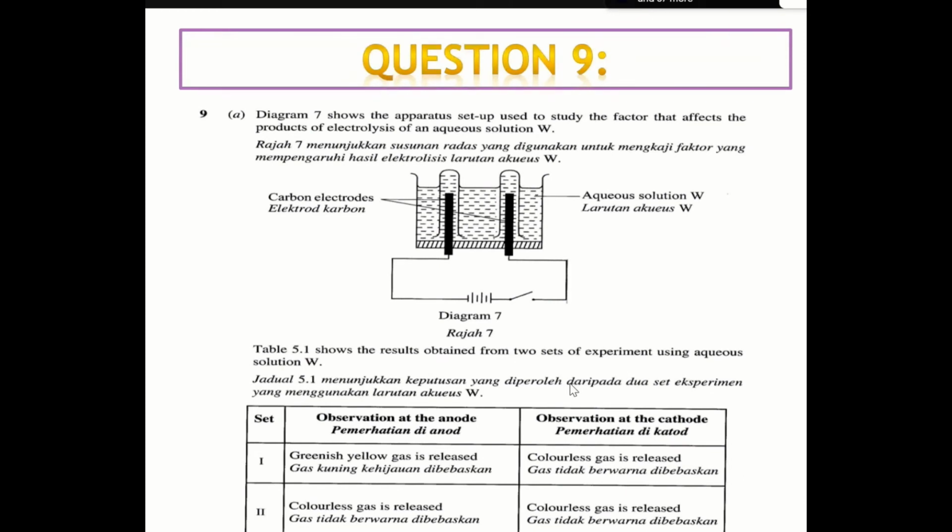So here, they come up with aqueous solution W. The table shows the results obtained from 2 sets of experiments using solution W. A greenish yellow gas is released at the anode, and a colorless gas is released at the cathode. In the second set, a colorless gas is released at both the anode and cathode. Because of the keyword greenish-yellow gas, solution W must contain chloride ion. Therefore, we highlight that solution W must be a soluble chloride salt. It can be hydrochloric acid, potassium chloride, sodium chloride, whatever.